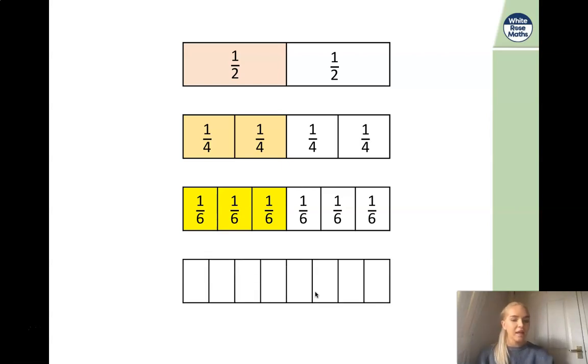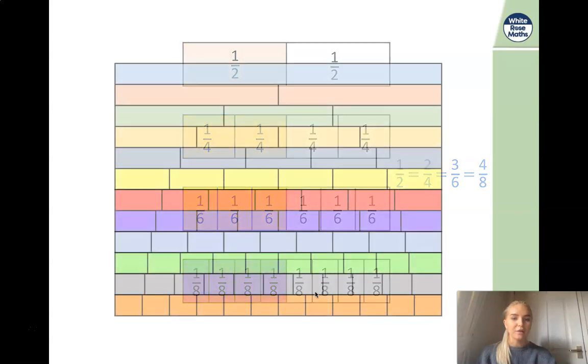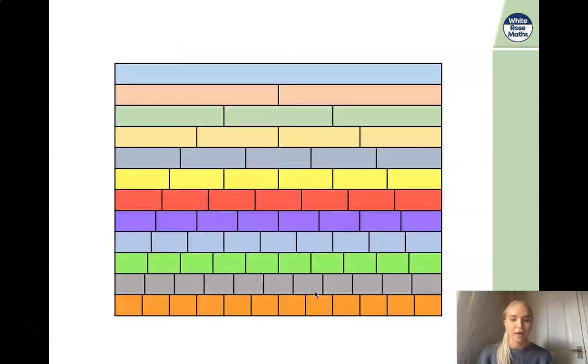And finally, if I split my bar into 8, what's my fraction going to be? 8ths. Fantastic. And how many am I going to have to shade in for it to be equivalent to a half? 4/8. Fantastic. So we can see here that 1/2 is equal to 2 quarters, and it's equivalent to 3/6, and it's equivalent to 4/8. Fantastic, remembering year 4. So today we are going to look at a fraction rule.